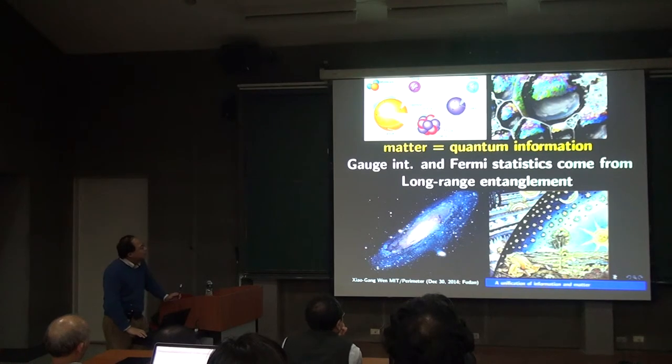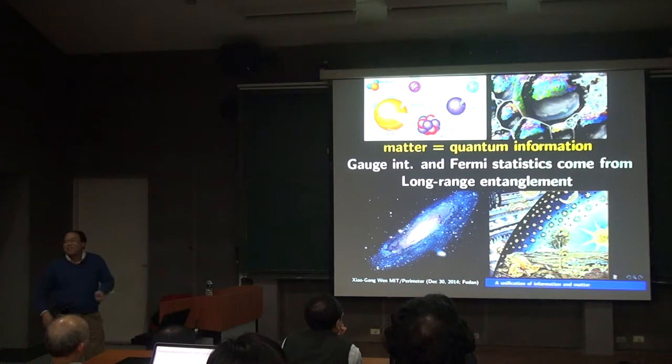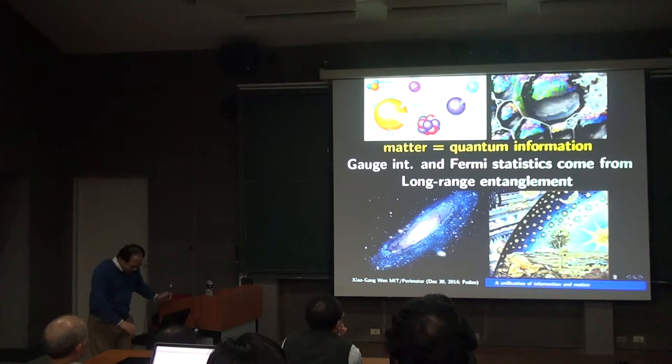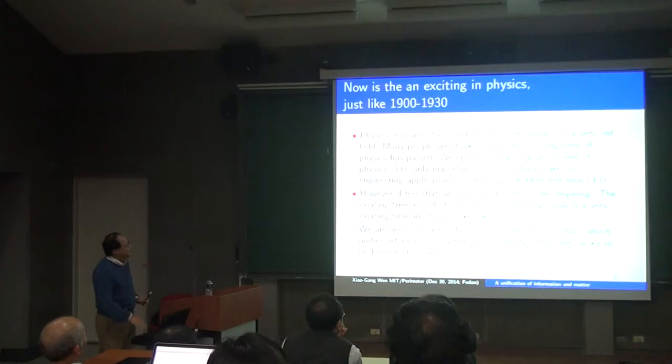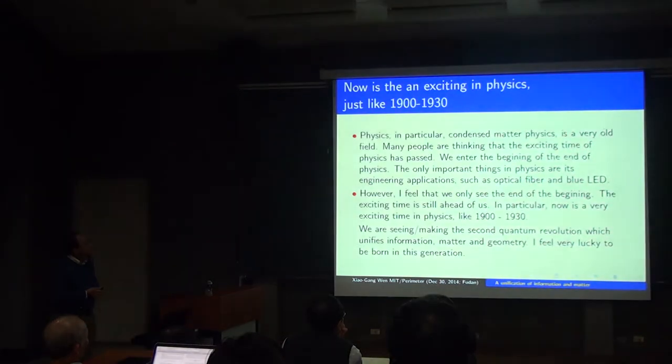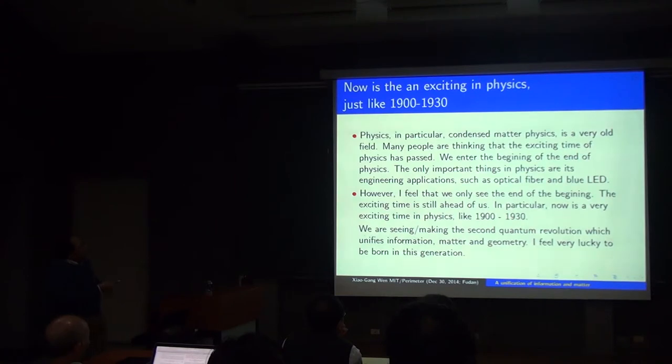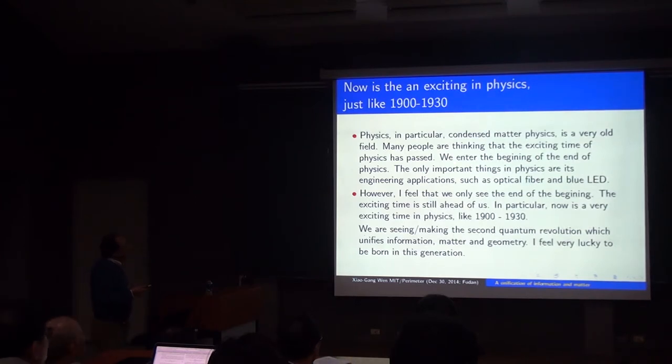Okay, so far I'm talking about Hannian physics. I'm supposed to talk about condensed matter physics. So here, let's talk about condensed matter physics. We know condensed matter physics is a very old field, and many people think it's too old. It's so old that we think we are at the beginning of the end of condensed matter physics. So there's not much new to do, except some engineering applications like optical fiber or blue LED.